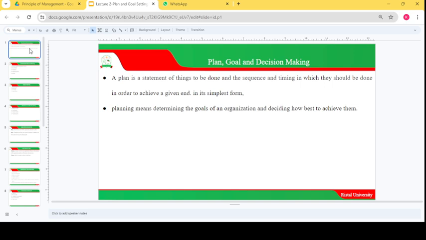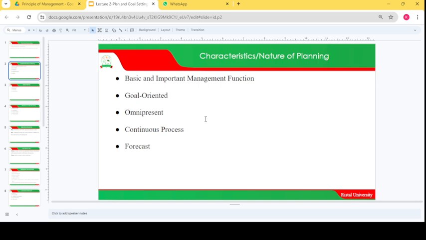So a plan is a statement of things to be done and a sequence and timing in which they should be done in order to achieve a given aim. So a plan should have an aim. You should be able to aim to achieve a certain goal. And then planning means determining the goals of an organization and deciding how best to achieve them. That is planning. So let's look at the characteristics and nature of planning.